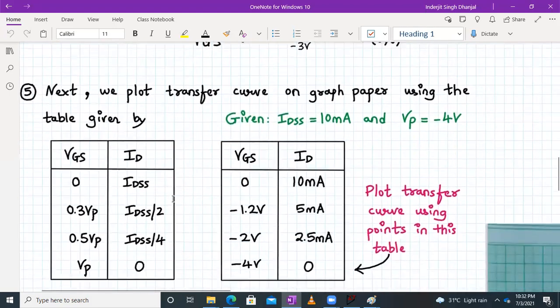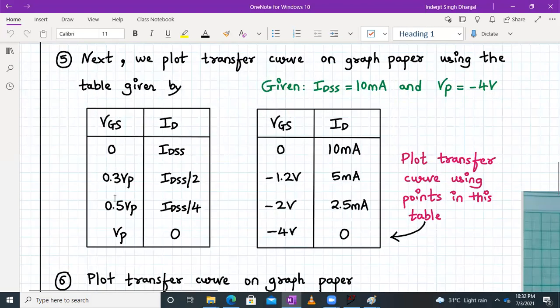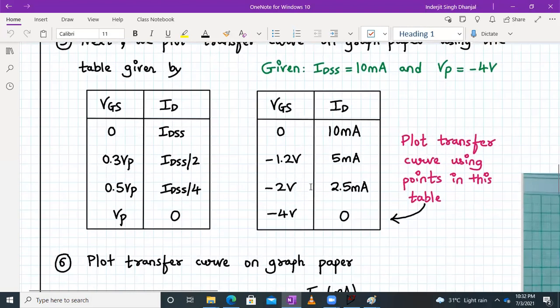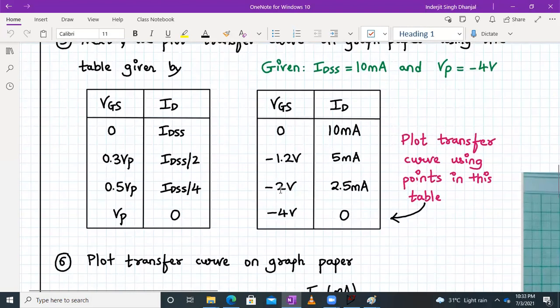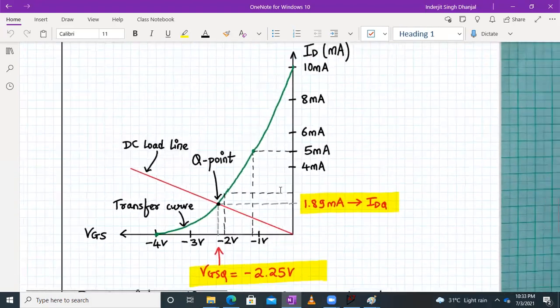Next, we plot the transfer curve on the graph paper using the table. We have discussed how this table came up before. And since the parameters are similar to the last one, we have readily got these values. So as soon as this table is ready, plug in the values of IDSS and VP, and there it is. Now using these values, we need to plot the transfer curve on the graph paper. So here is how it looks.